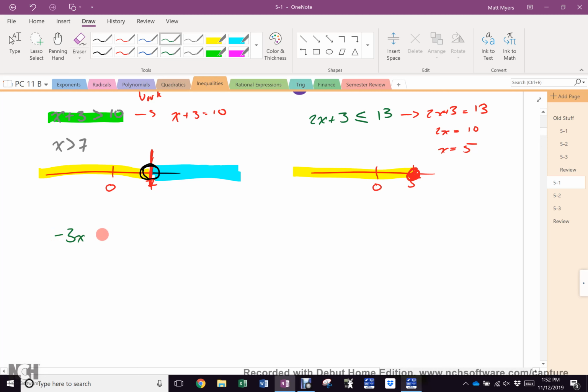Negative 3x plus 7 equals 28. What is the work you are going to do? You're going to do negative 3x plus 7 equals 28. Oh, sorry, that's supposed to be greater than or equal to. Equals 28, right? So negative 3x equals what? 21. X equals what? Negative 7.